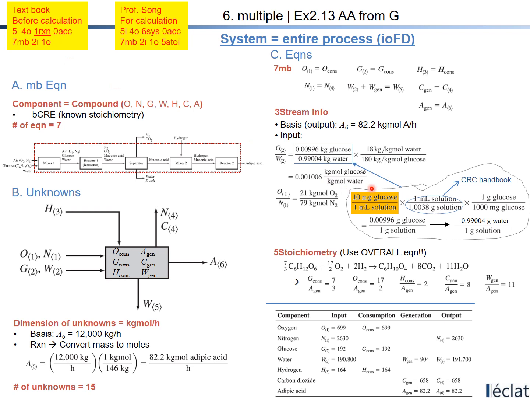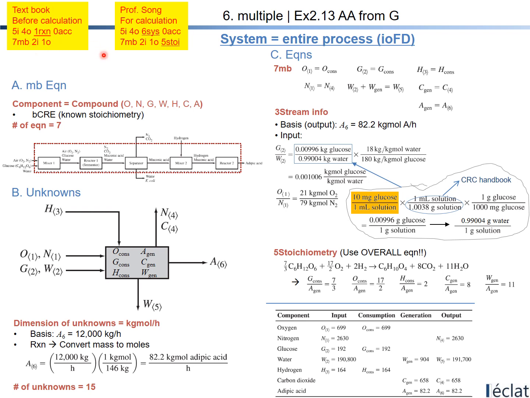How about output? We have the basis. So totally 10 restrictor equations are obtained. So 10 minus 10 is equal to 0. Then we can solve the problem after you have taken the whole process as the single system.